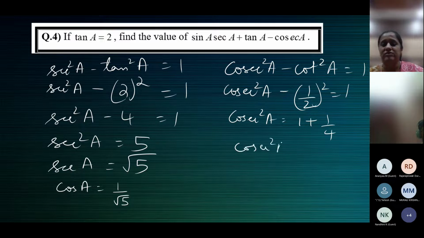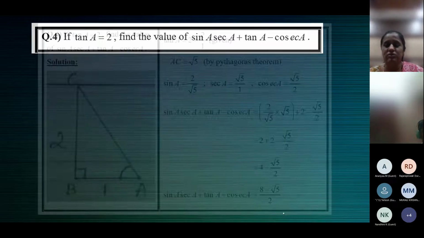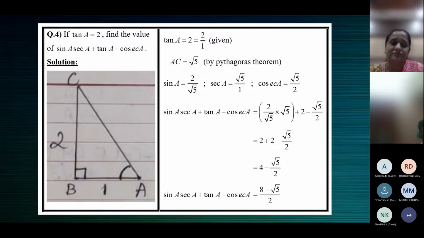Cosecant square A is equal to 5 by 4. Cosecant A is equal to square root of 5 by 4. Cosecant A is equal to root 5 by 2. See here, cosecant A is equal to root 5 by 2.